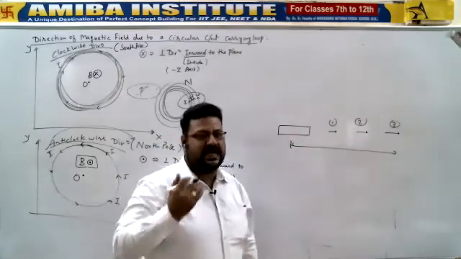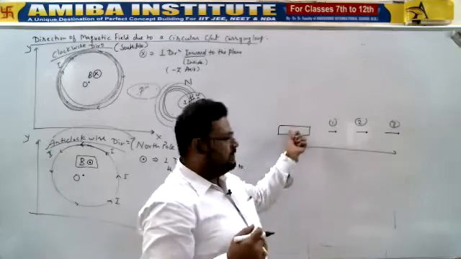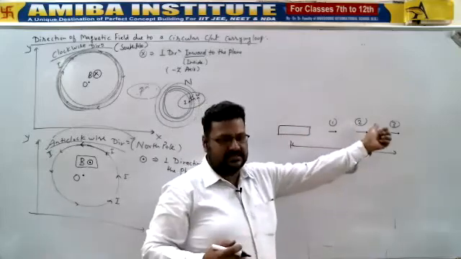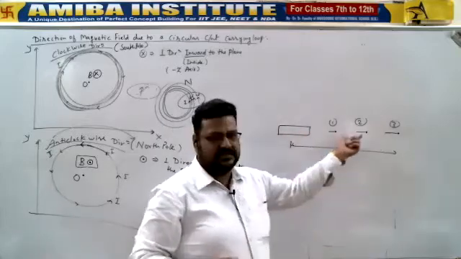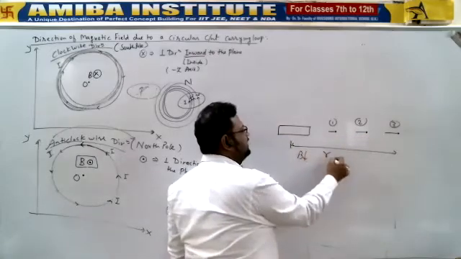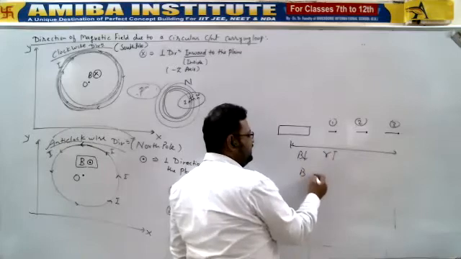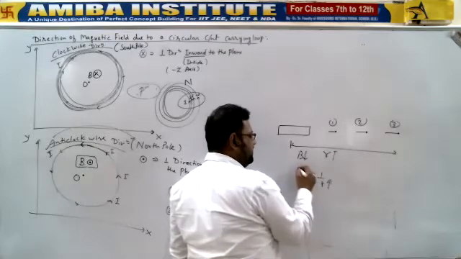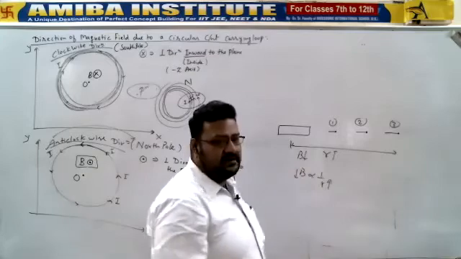So what we can say is, as the distance from the source of the magnetic field increases, the magnetic field will decrease. So how should they be related? They should be related inversely. If the distance increases, the magnetic field decreases.